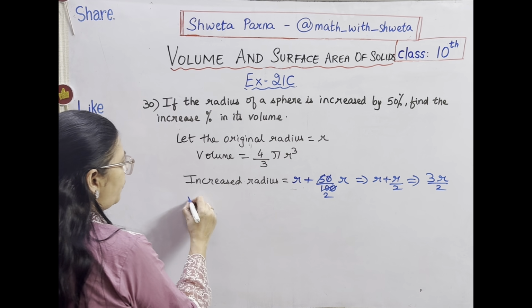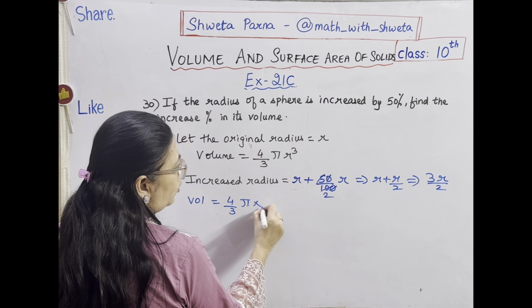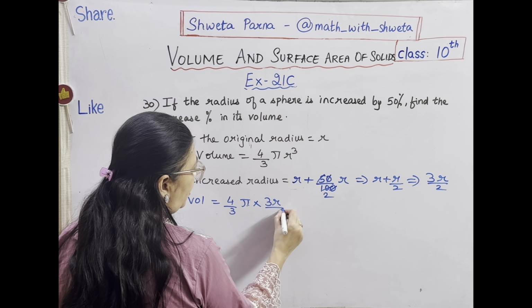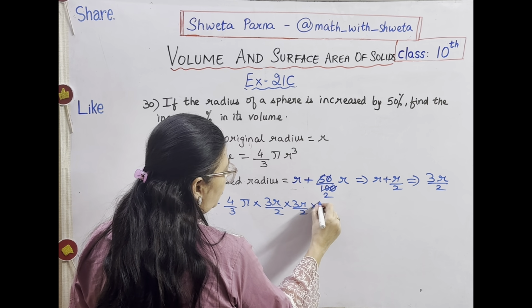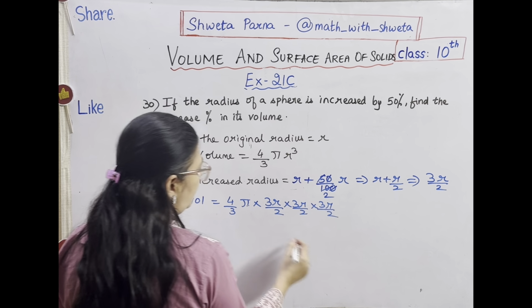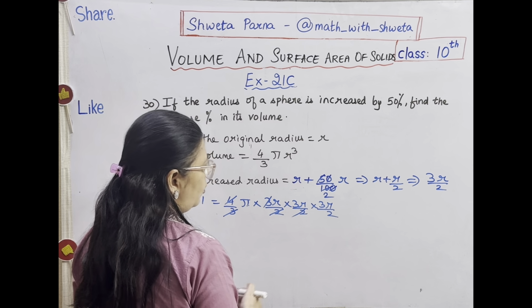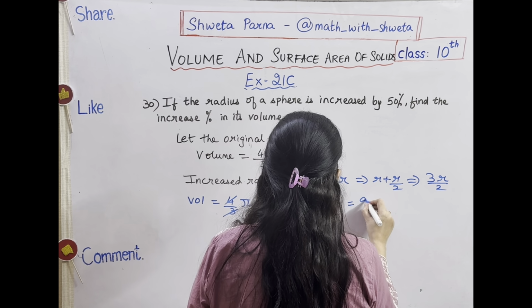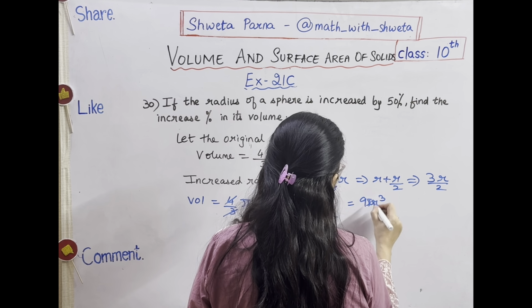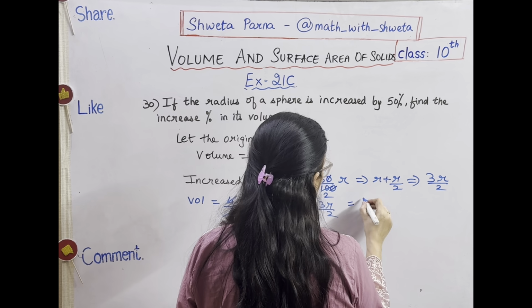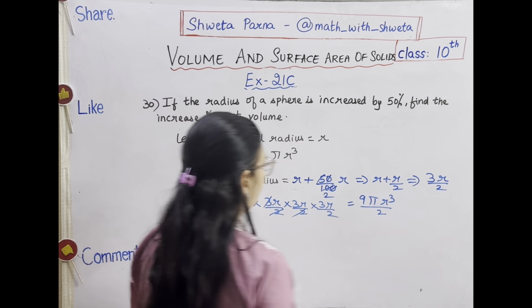Now, what is the volume for this? Volume is 4 by 3 pi into r cube, which is 3r upon 2 into 3r upon 2 into 3r upon 2. 2 2s are 4 cut, 3 and 3 cut. So, you will get 3 3s are 9 r cube pi, sorry, I'll write it again. You will get 9 pi r cube upon 2.